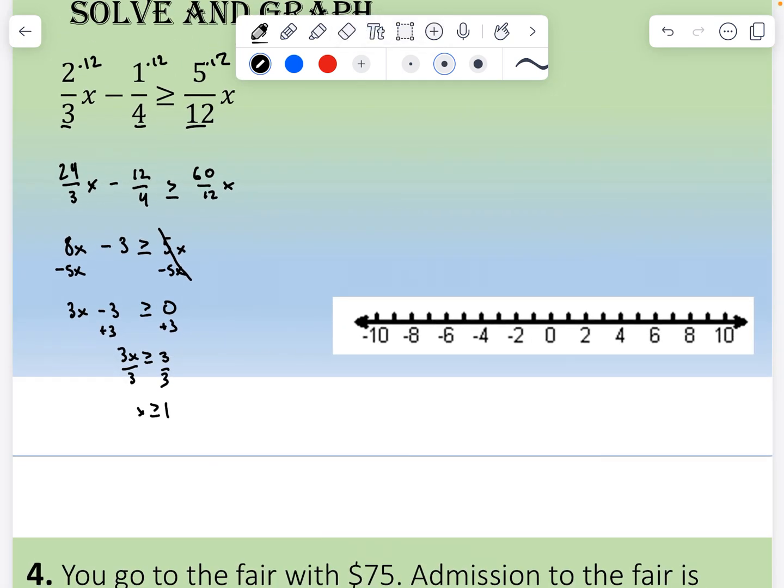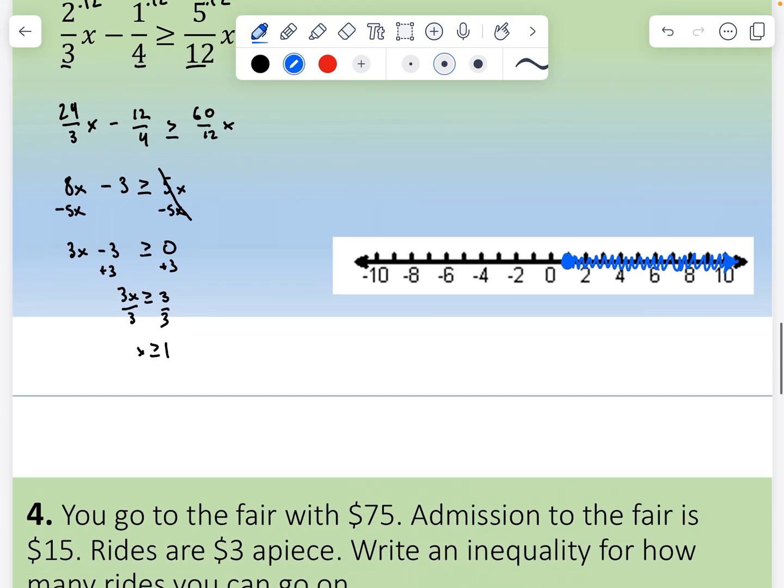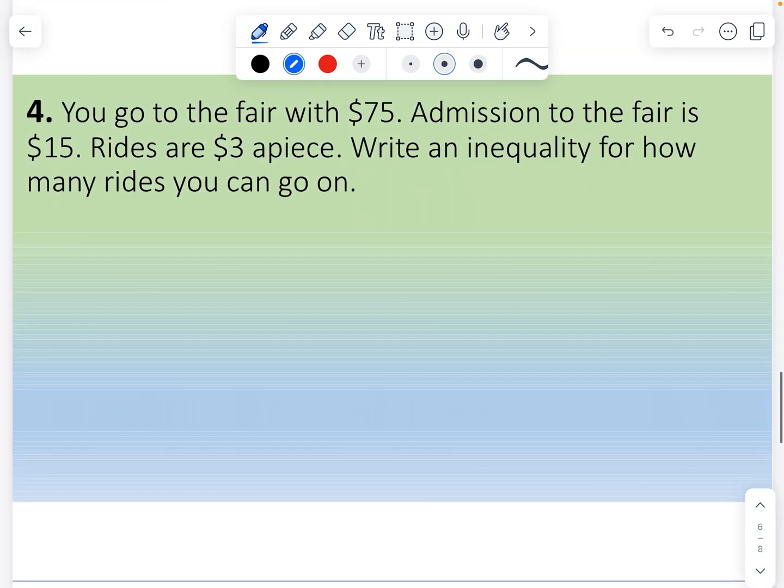So again, I'm going to have a closed dot, but it's going to be at 1 this time. And I'm also going to shade to the right again. Okay, and that's canceling or clearing fractions. So let's go to number 4.